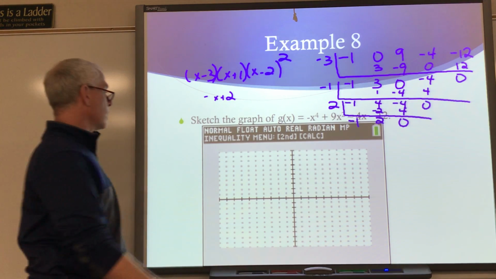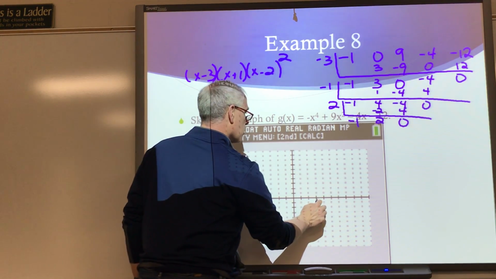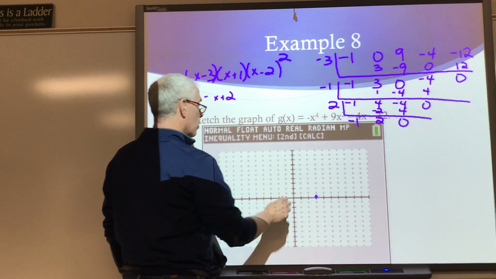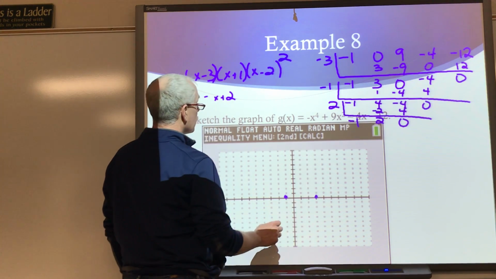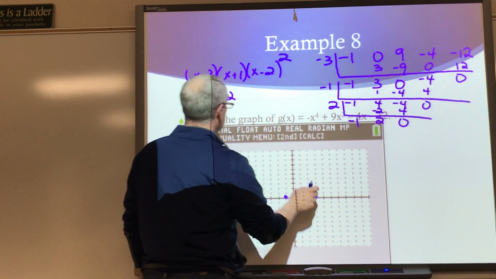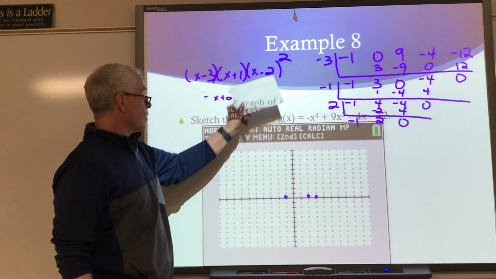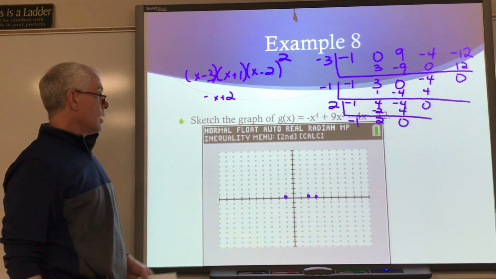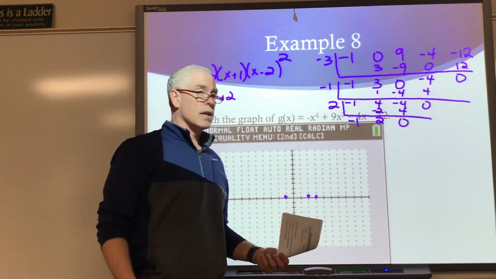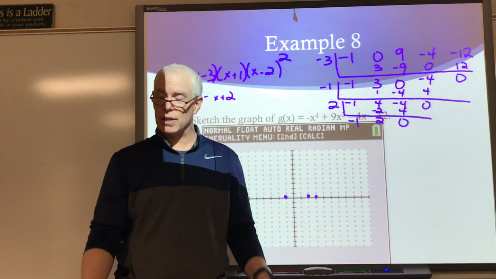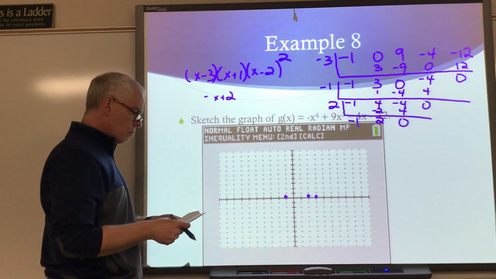So I've got some zeros. I've got a 0 at 3. Okay, I've got a 0 at negative 1. And I've got a 0 at 2. Now, at these two places, we're going to cross the x-axis. And at the 2, we're going to bounce off of that. It's a 4th degree polynomial with a negative coefficient, so it's going to go down, down at the end. Okay?